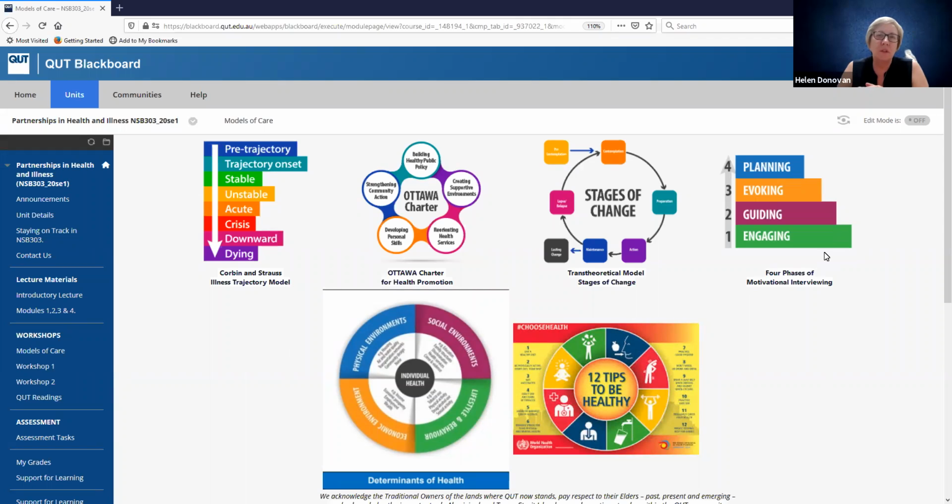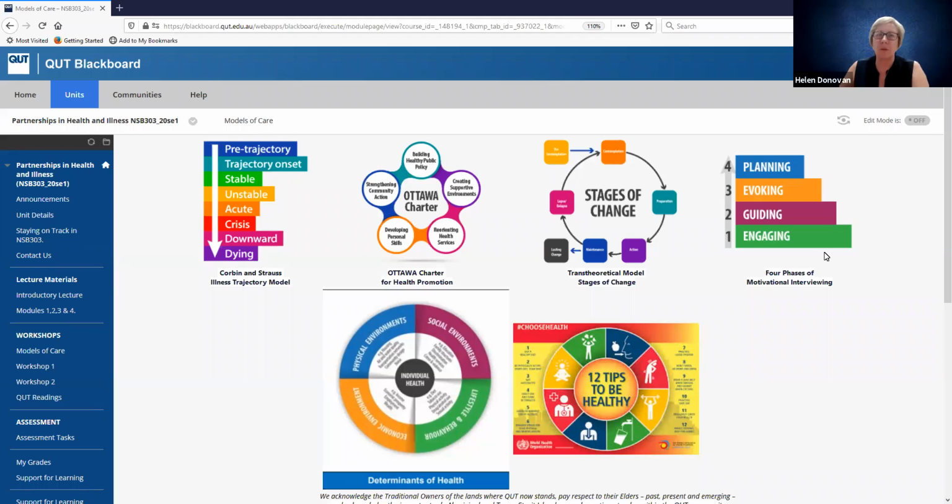I wanted to use this opportunity to talk to you about Assessment 1 and particularly to draw your attention to the fact that this unit is about health promotion, and we are working with the definition from the WHO, the World Health Organization, that health promotion enables people to take control of their own health. So this is what you're focusing on all the way through.